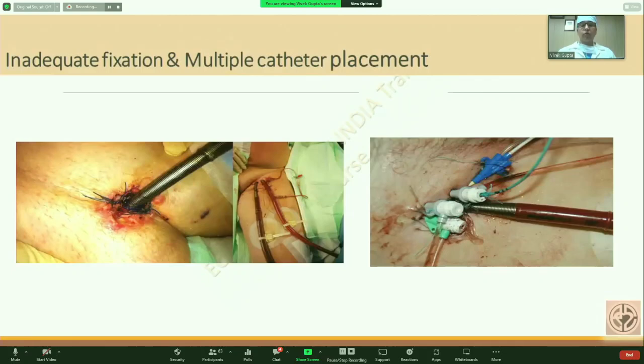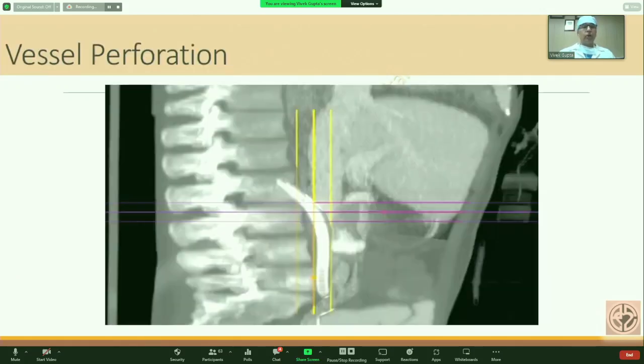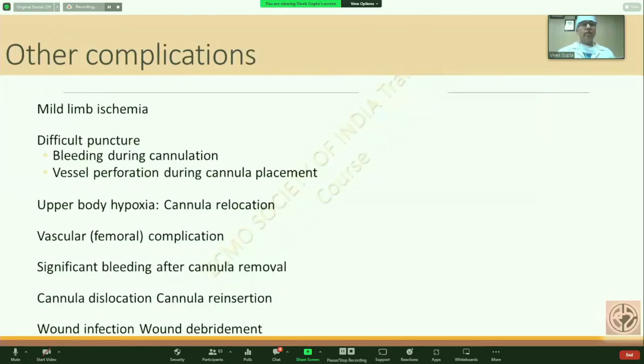Sometimes there is a risk of accidental decannulation when you have inadequate fixation. So you should make sure that you are fixing it appropriately and do not place multiple catheters, as you can see here, has been placed through the cannula itself. So there is always some pulling that can lead to a risk of decannulation. You can appreciate here that there is a perforation of the vessel. It has gone outside the vessel area.